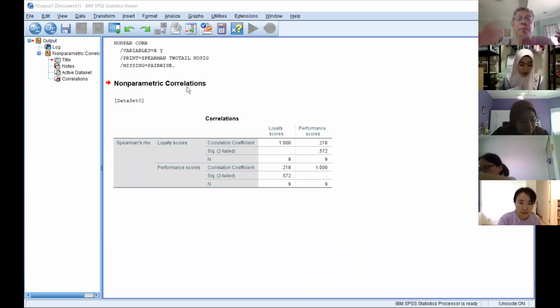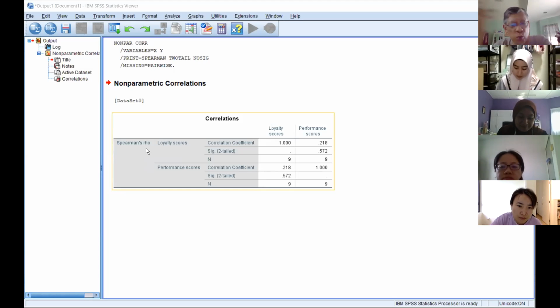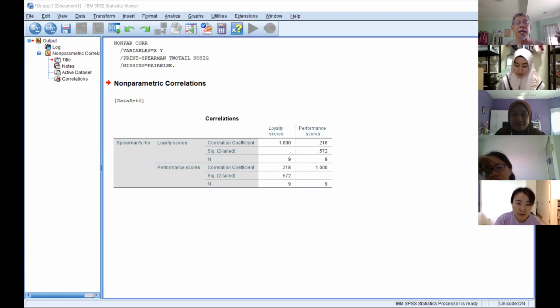And how do you know that this is Spearman rho? If you go to the table, it is also listed here, Spearman rho. This indicates that this is the result for Spearman rho correlation coefficient analysis, not Pearson. Later on next week when we go for Pearson, you can see the difference, because the pattern will be pretty much the same. You are given the table and the title, but how to differentiate? You look at the title. The title in this case is non-parametric, and in the table it indicates Spearman rho.